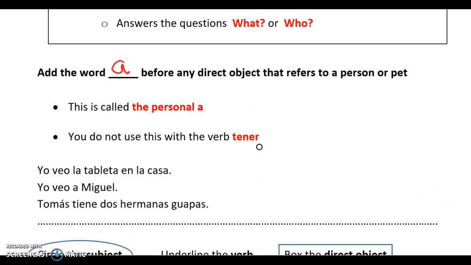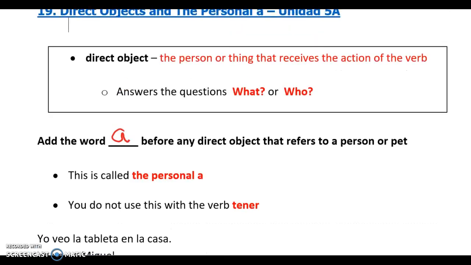So let's look at these sentences. It says, yo veo la tableta en casa. Well, who is seeing something? Yo. What am I doing? Veo. I'm seeing. What am I seeing? La tableta. La tableta is your direct object.